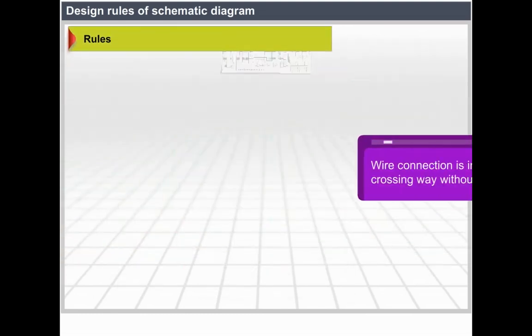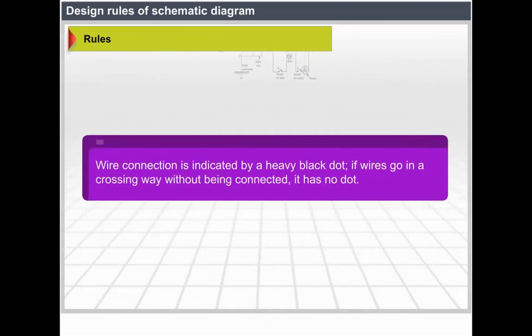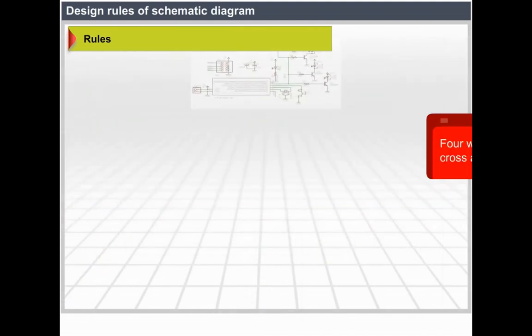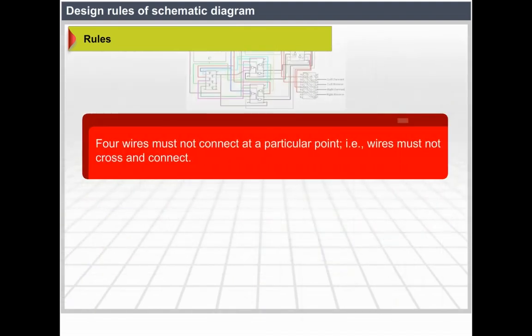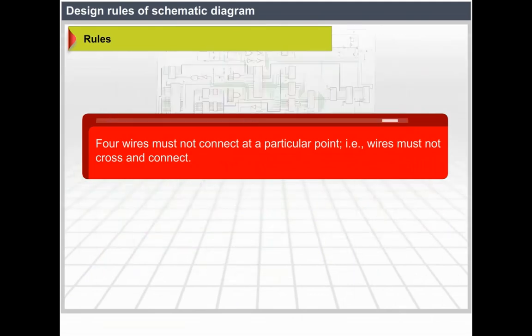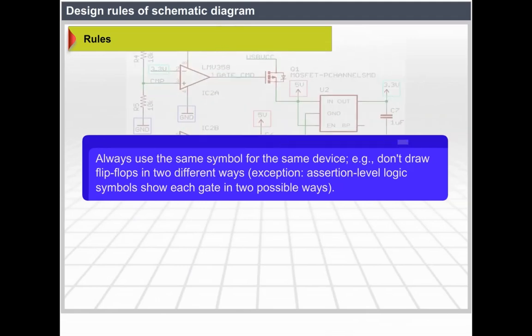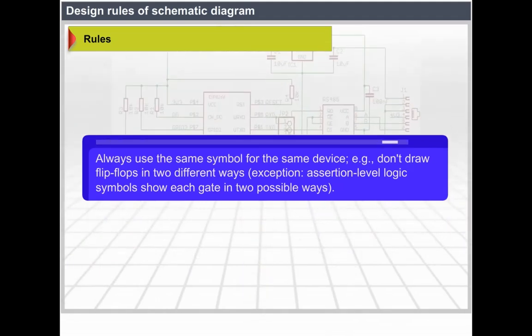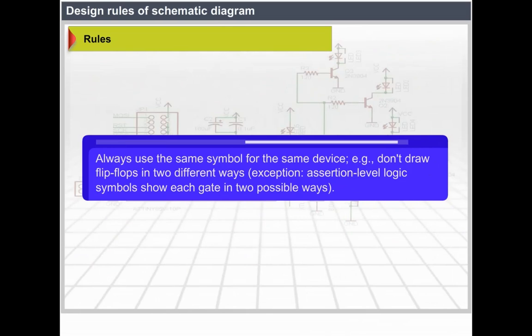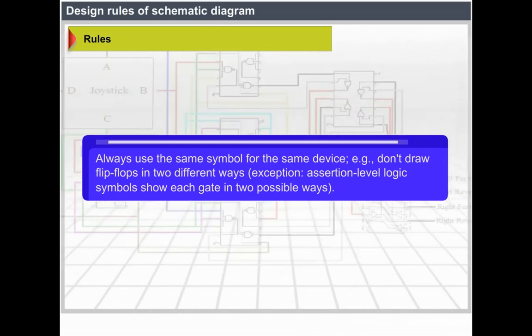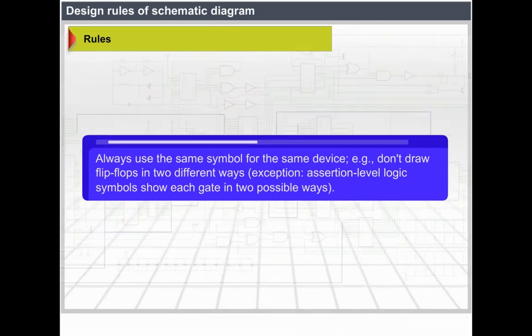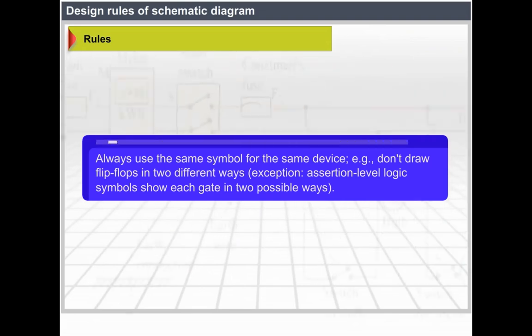Rules. Wires connecting are indicated by a heavy black dot. Wires crossing but not connecting have no dot. Four wires must not connect at a point, that is, wires must not cross and connect. Always use the same symbol for the same device. For example, do not draw flip-flops in two different ways. Exception: assertion level logic symbols show each gate in two possible ways.